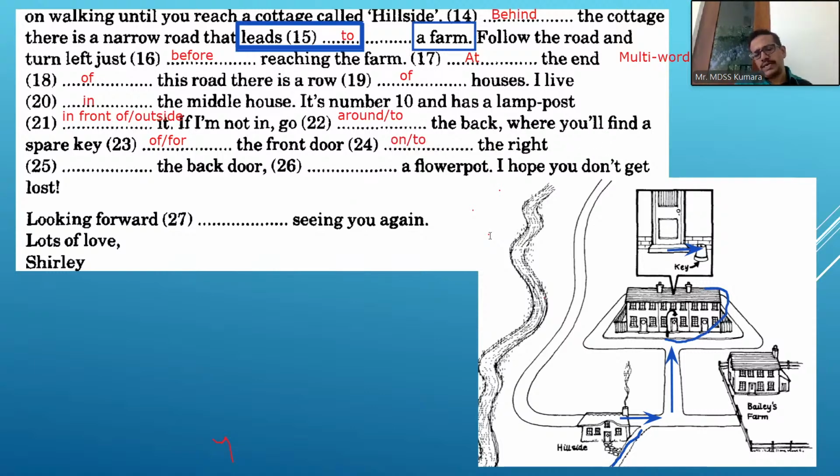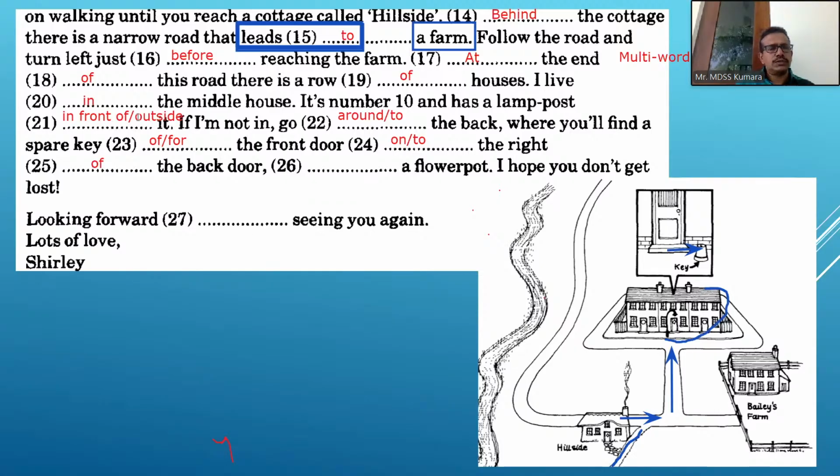On the right or to the right. On the right or to the right, blank. Of. Again, the genitive possessive preposition. What is given in this enlarged picture is the back door. The key is for the front door. Where you will find a spare key for the front door on the right of the back door.